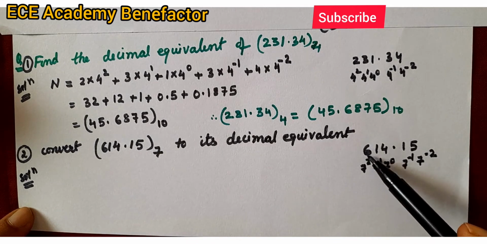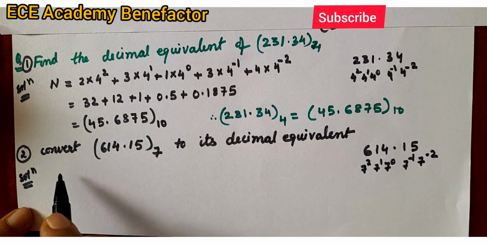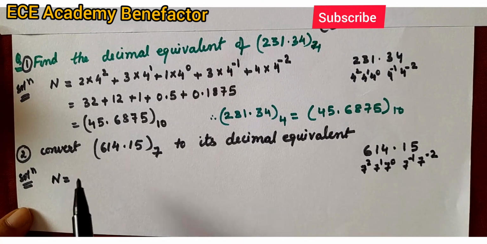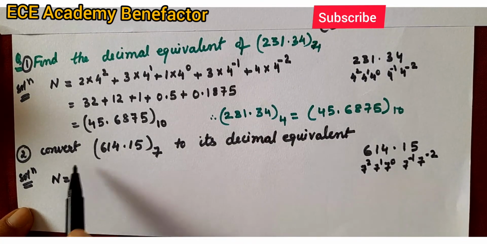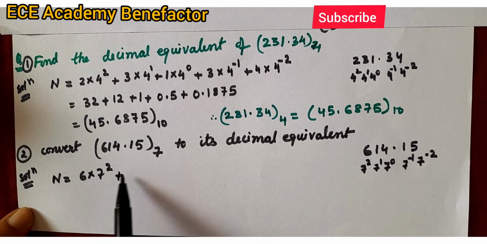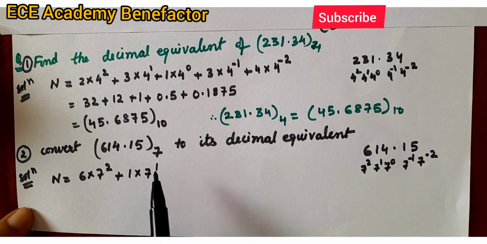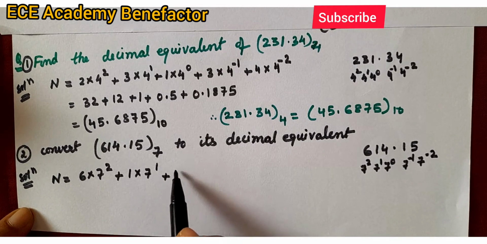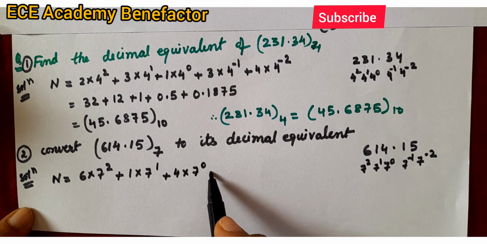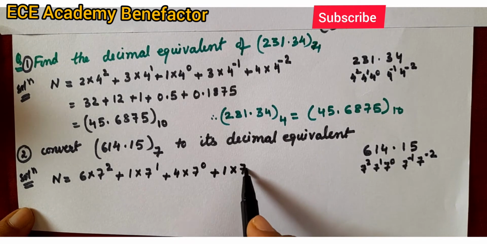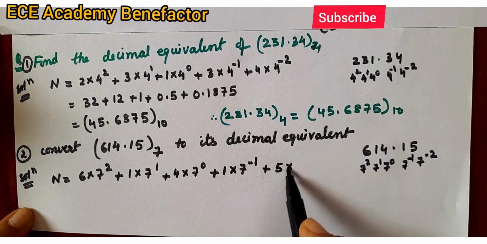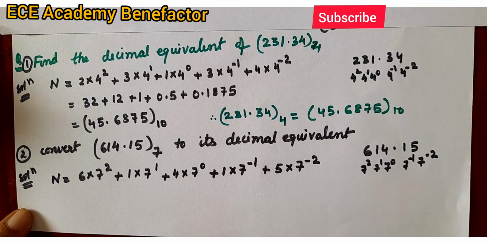So, multiply 6 into 7 to the power 2. So, decimal equivalent will be 6 into 7 to the power 2 plus 1 into 7 to the power 1 plus 4 into 7 to the power 0 plus 1 into 7 to the power minus 1 plus 5 into 7 to the power minus 2.